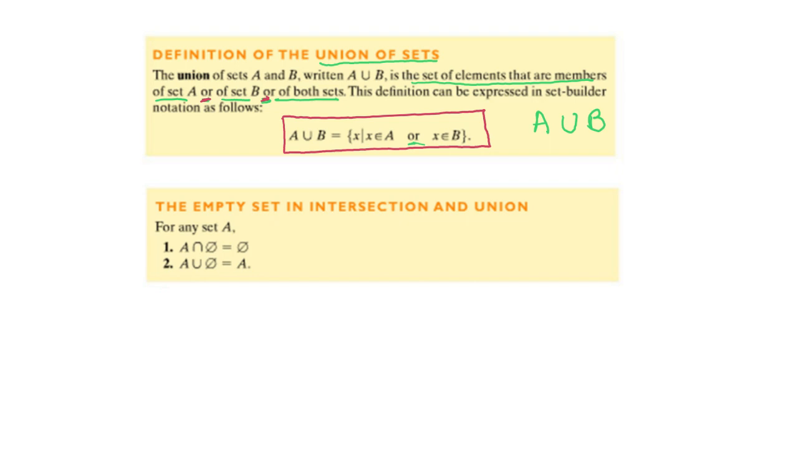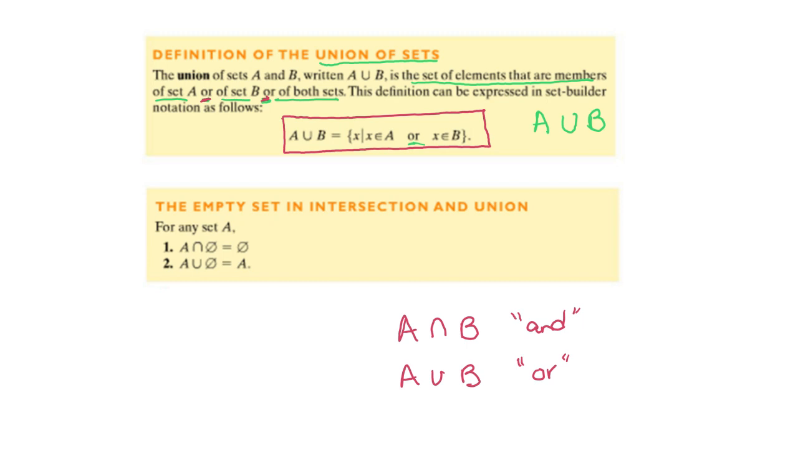So I think what you should have realized at this point is if we have A intersect B, we're using the word and. If we have A union B, we're using the word or.